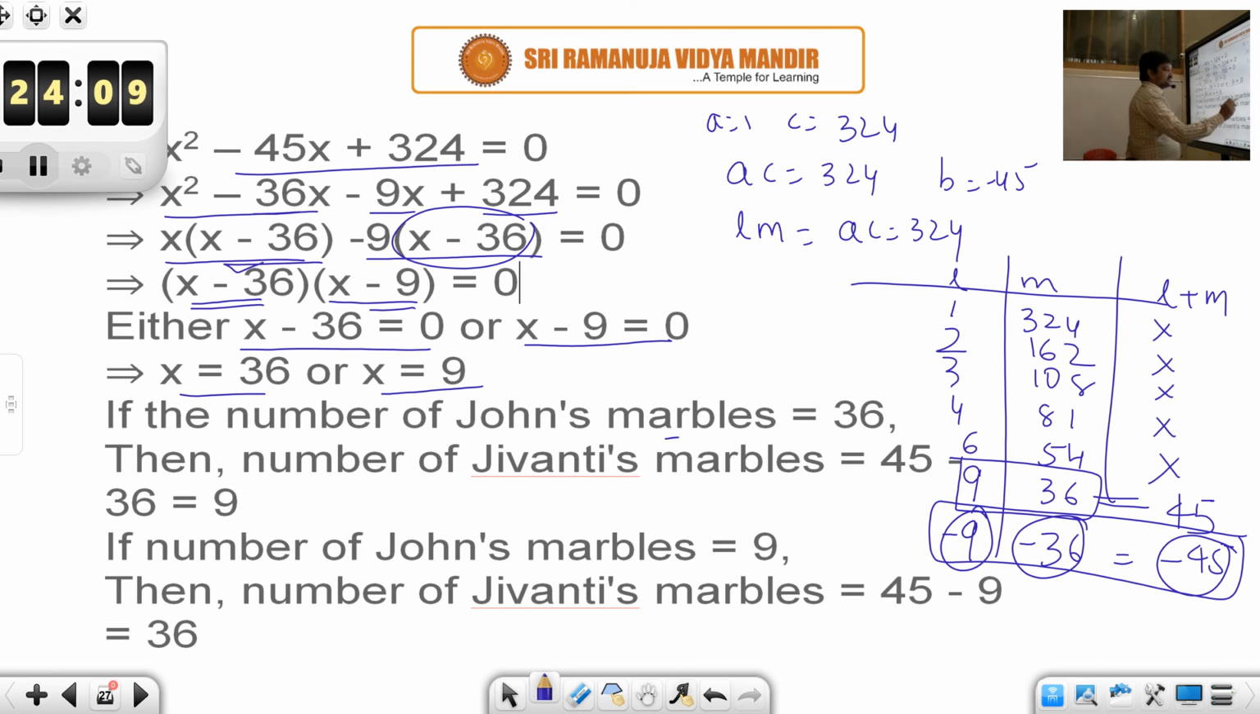The number of John's marbles is 36. So in this case, the number of Jeevanti's marbles would be 9, isn't it? Or if John's marbles is 9, then the number of Jeevanti's marbles is going to be 36. Okay, students. So this is clear.